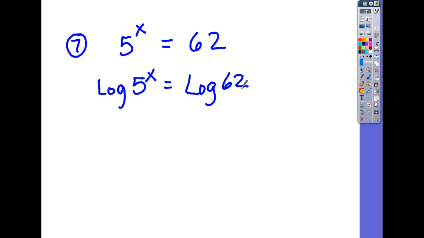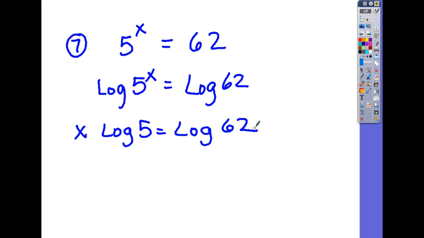Why would I want to use base 10? So I can solve it with my calculator in just a minute. The power rule says that this number that's a power can come out in front. Again, that's one of the rules we wrote down in our foldable.